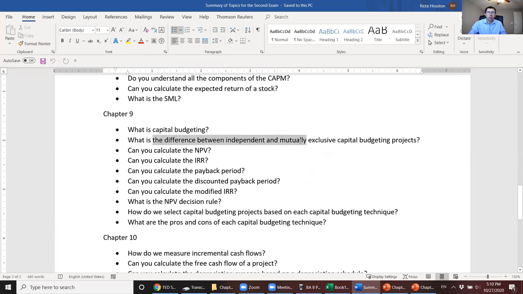What is the difference between independent and mutually exclusive capital budgeting projects? Well, the big difference is that if you're given a series of independent capital budgeting projects, you can select any of them as long as you have the capital to select any of them. Mutually exclusive projects are projects that you can only select one of. In class, I gave you the example of two possible buildings that you could build at one site. You can only build one building on a site. So if you invest in a factory there, now you can't build a piece of commercial real estate there. That would be an example of mutually exclusive projects.